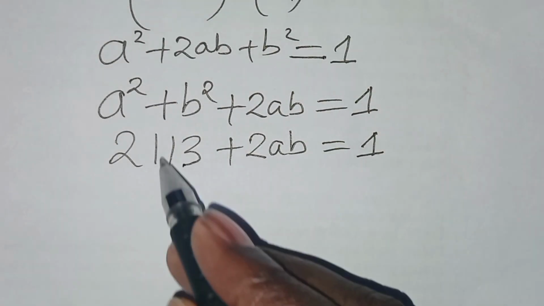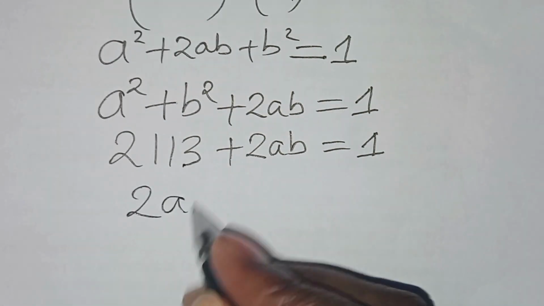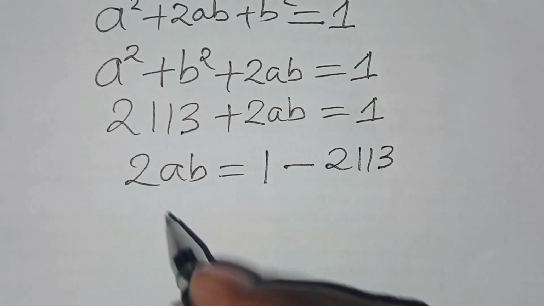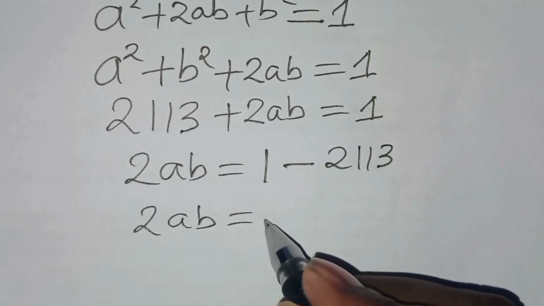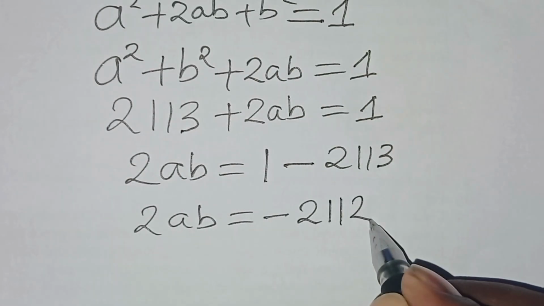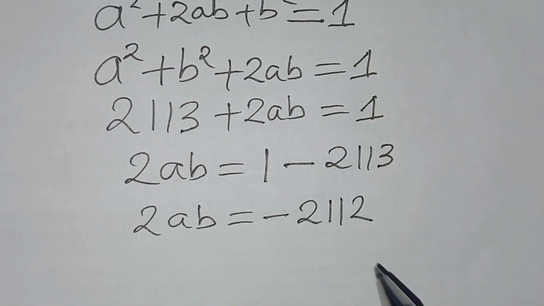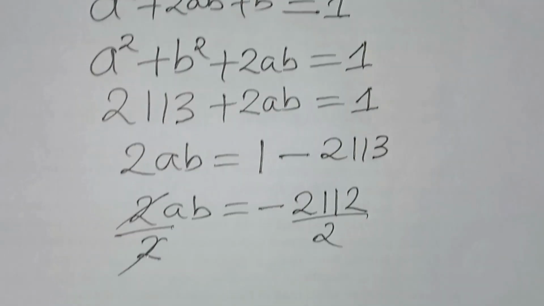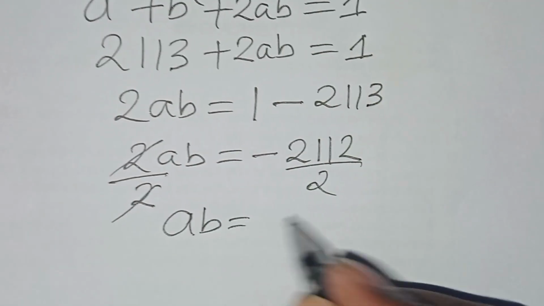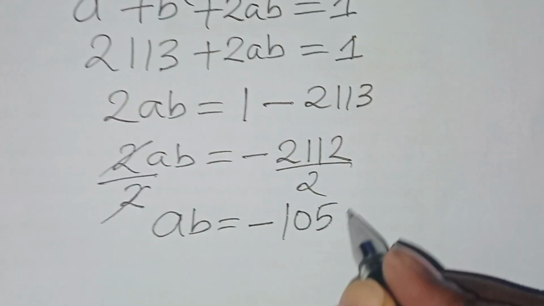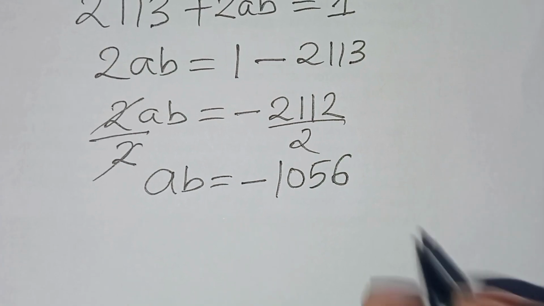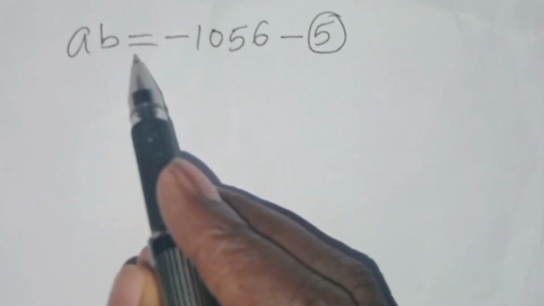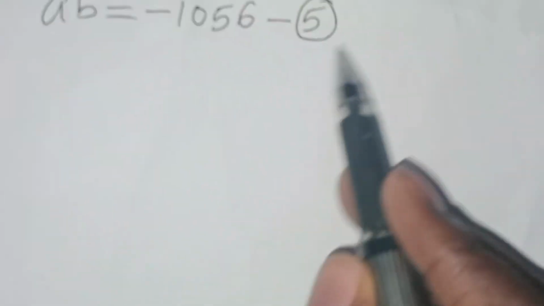The next step here, let's take 2113 to the right hand side, so that we'll have 2ab equal to 1 minus 2113. So this implies that 2ab is equal to negative 2112. Let's divide both sides by 2, so that now ab is equal to negative 1056. Let's call this equation 5.